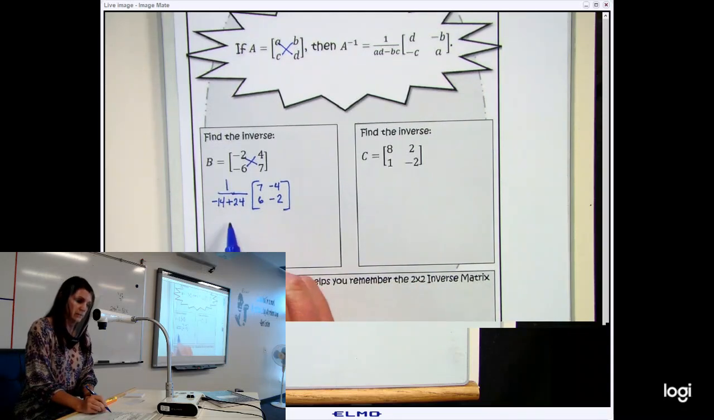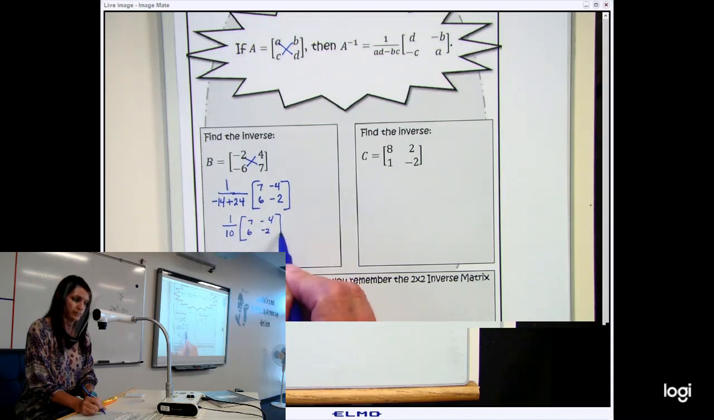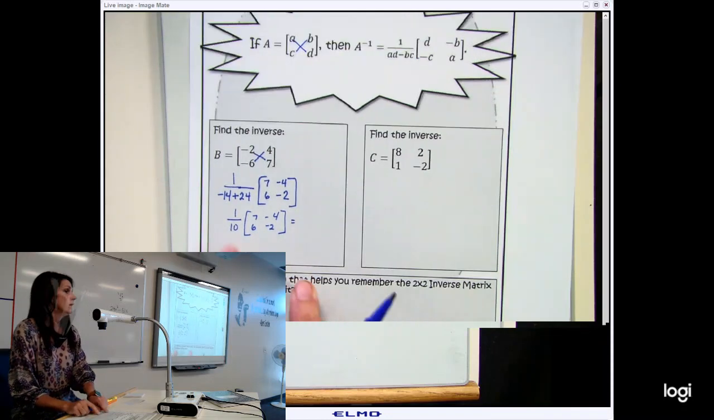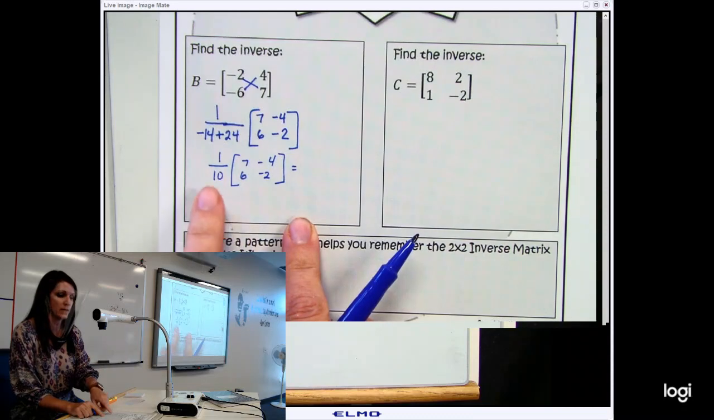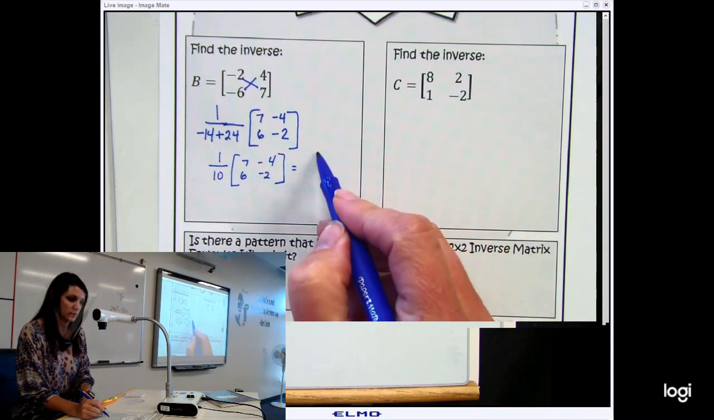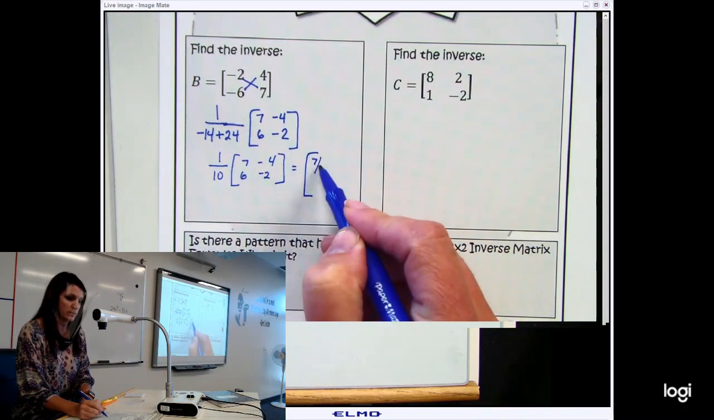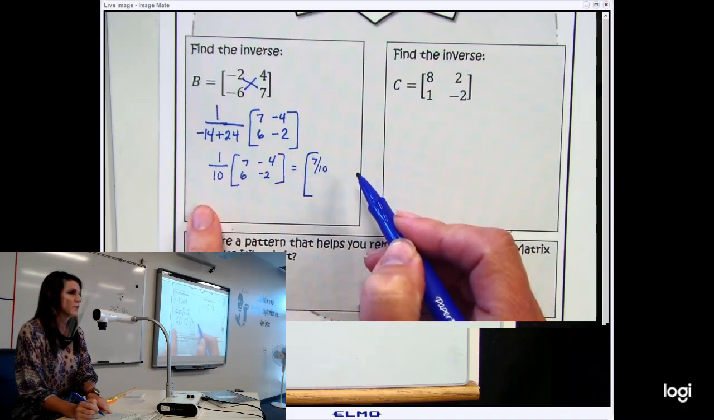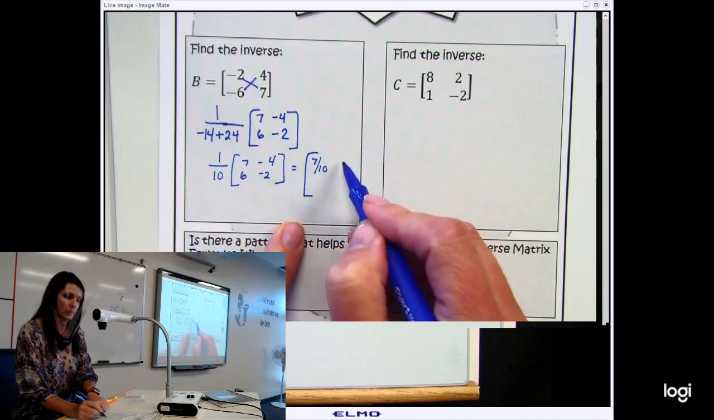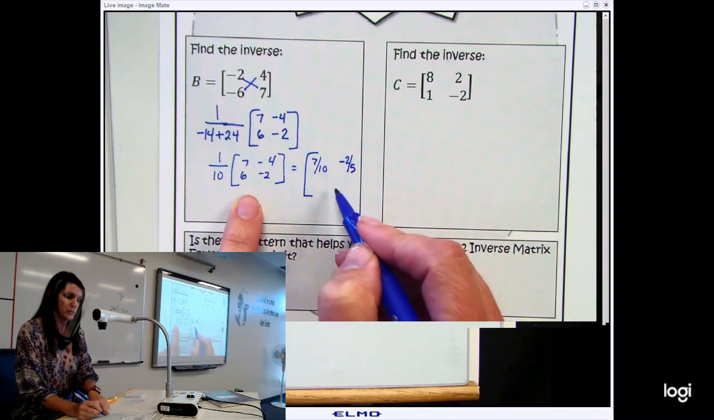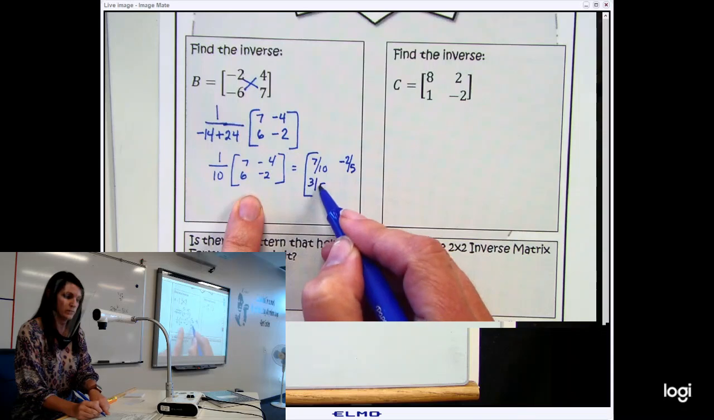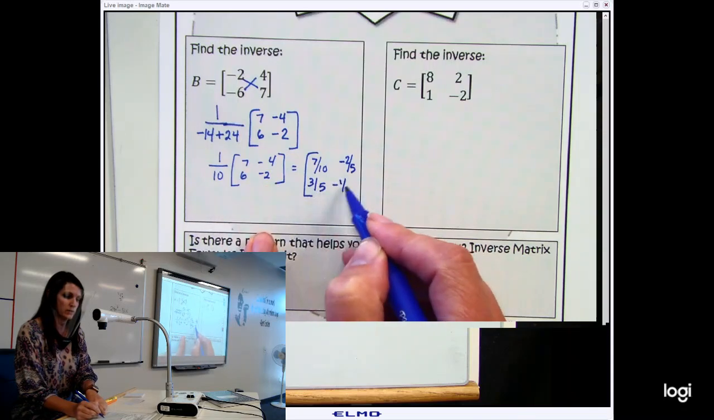And then that would be 1 over 10 times this. And look at this like distributing. It's all we have to do. 1/10 times every element in there. So 7/10. Negative 4/10 would reduce to what? Negative 2/5. 6/10 would be 3/5, and that would be negative 1/5.